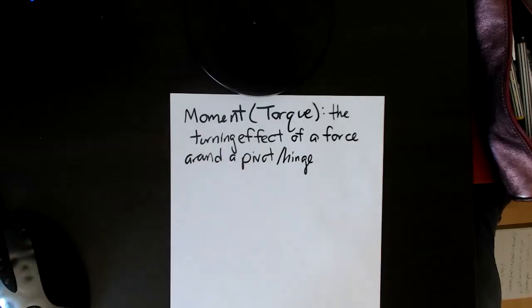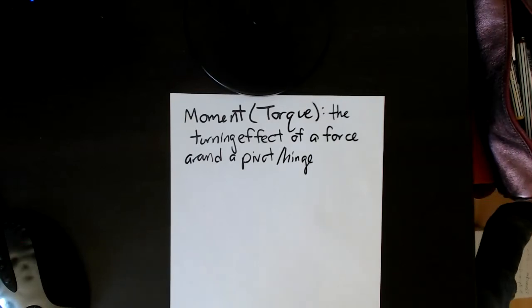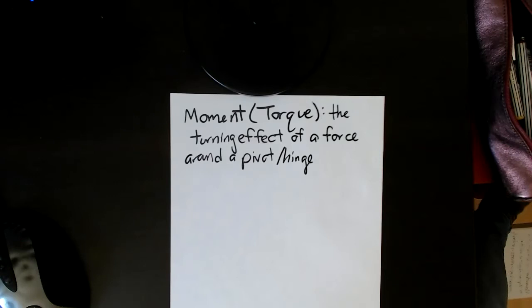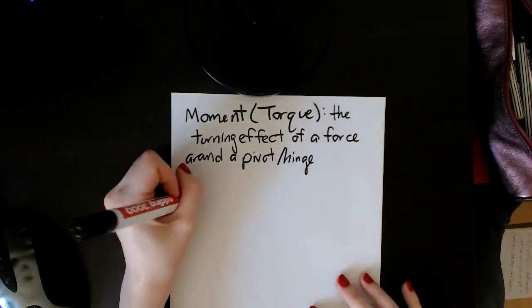So the other difficult topic from Unit 1, or that seemed to give people issues, is moment or torque. I'm inevitably going to call it torque, so I wrote it up there, but you should call it moment. And that is the turning effect of a force around a pivot or a hinge. And the definition for it is quite simple.